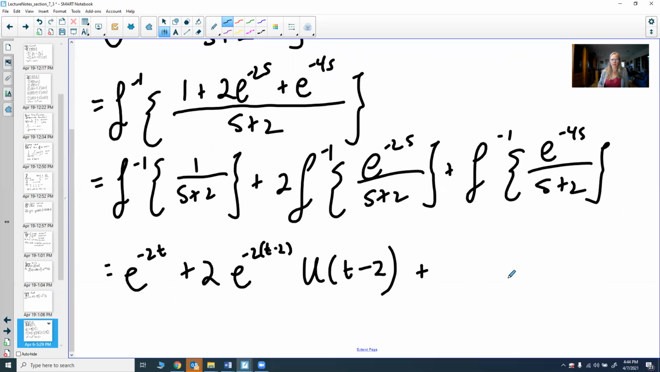This is also going to be e to the minus 2 times something, just like we had before. I should have given it that much space, so let's move this back a little bit. So e to the negative 2 times something, and then e to the negative 4s gives me the unit step function of t minus a, where a happens to be 4. So again, if this is t minus 4, this is also t minus 4.